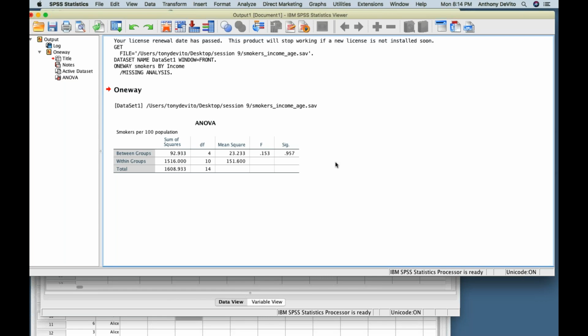Can I reject my null hypothesis that all of the means are equal to one another? What do you guys think? Can I reject my null hypothesis and go ahead and do my post hoc test? I failed to reject my null hypothesis. What about my post hoc test? Well, I'm out of business. If I can't reject my null hypothesis, I can't go ahead and do my other tests.